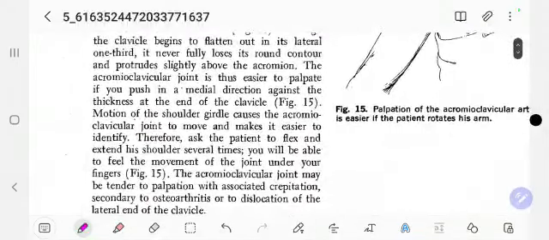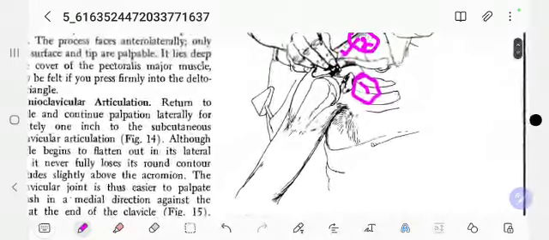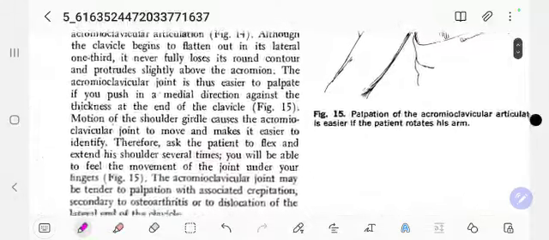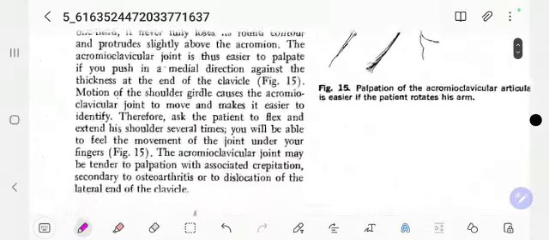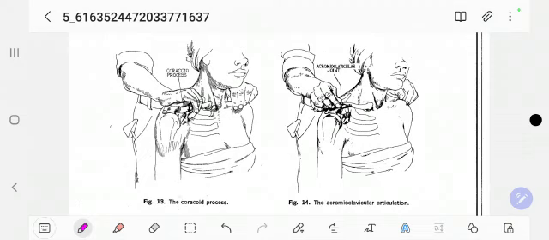The acromioclavicular joint is thus easier to palpate if you push in a medial direction against the thickness at the end of the clavicle, which is shown in this figure. When you push against the end of the clavicle in the medial direction, motion of the shoulder girdle causes the acromioclavicular joint to move and makes it easier to identify. So ask the patient to flex and extend the shoulder several times. Feel the movement of the joint under your fingers. The acromioclavicular joint may be tender to palpation with associated crepitation secondary to OA or dislocation of the lateral end of the clavicle.